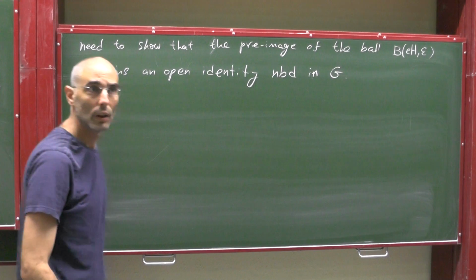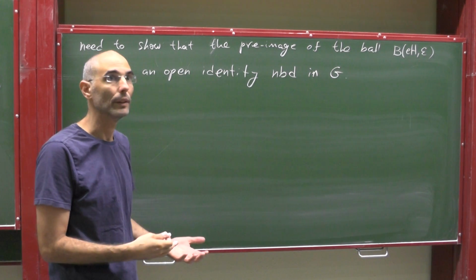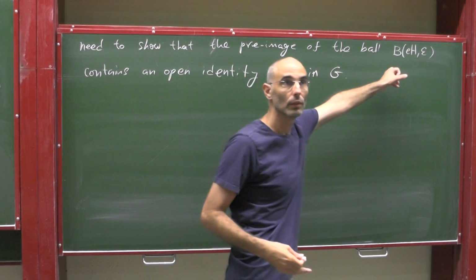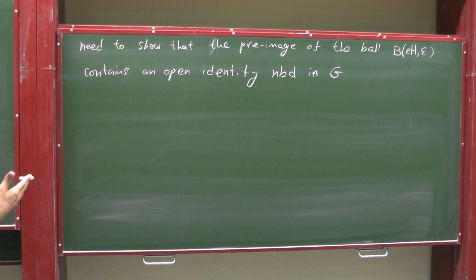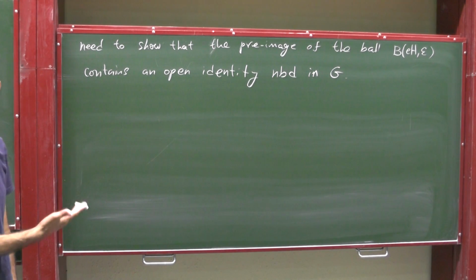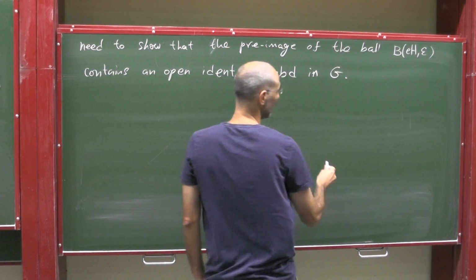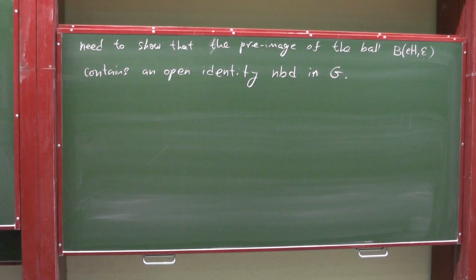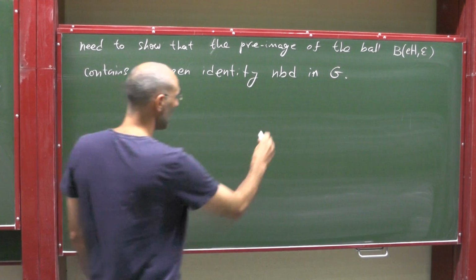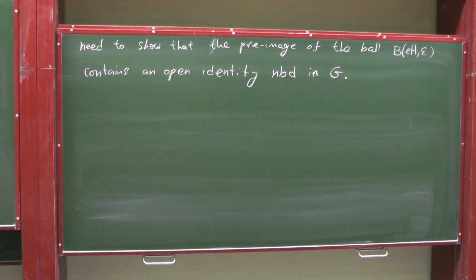In G. I care about things at the identity because things are invariant anyway. I can translate this ball around. Okay? So this will give me continuity. If you have continuity at the identity, I will have continuity at every point. This is not an issue, so I'm working at the identity. Again, this is for every epsilon. I didn't write the quantifiers. I'm being a bit sketchy. The thing is that balls look alike everywhere.